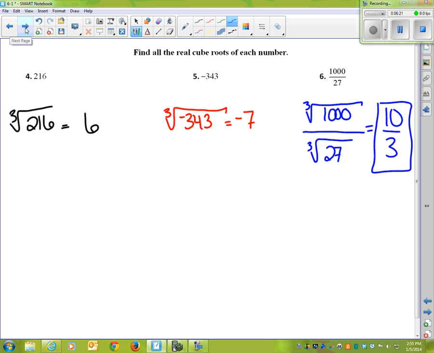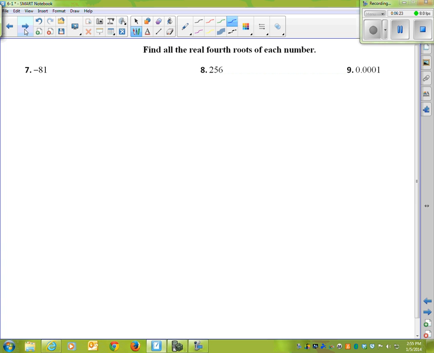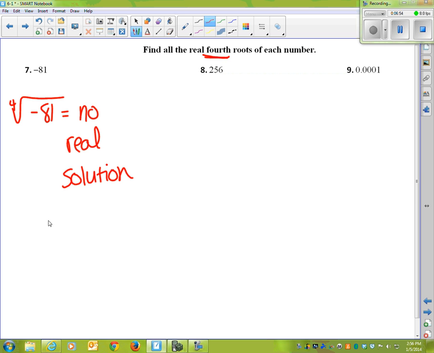Going on to our next set, we want to find the fourth roots. We're going to do it the same way. I just want to show it to you on your calculator. Fourth root means it's an even root. So if I look at number 7, the fourth root of negative 81 is not going to be a real solution. It's imaginary. So I simply write no real solution. Okay, don't forget that rule.